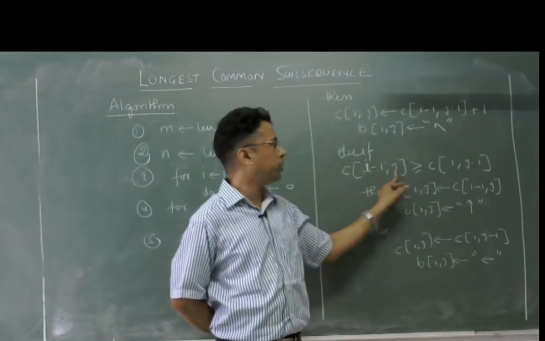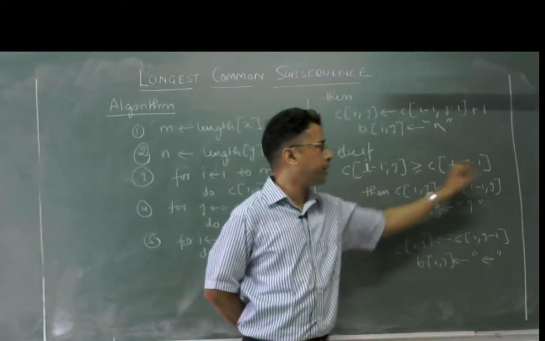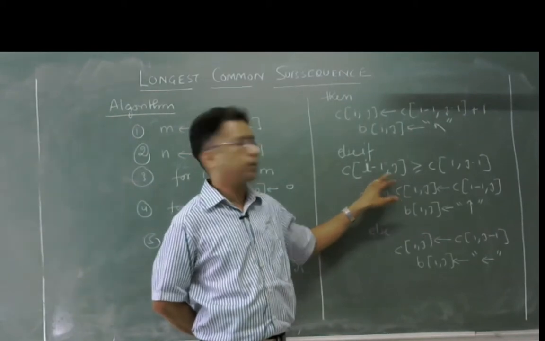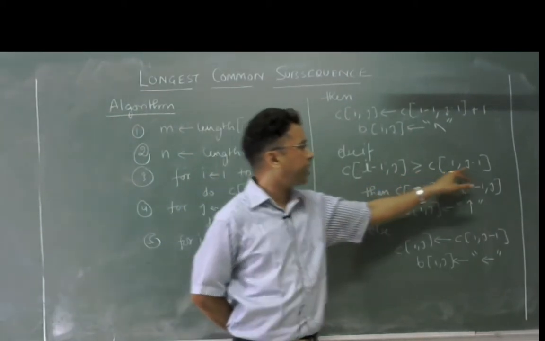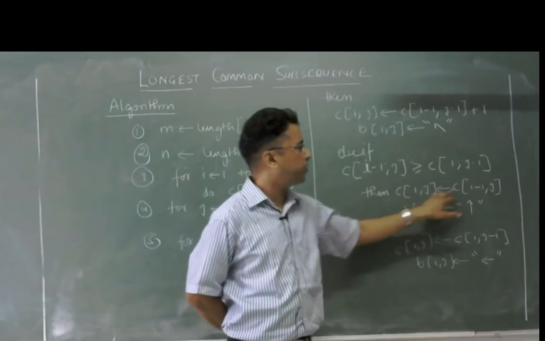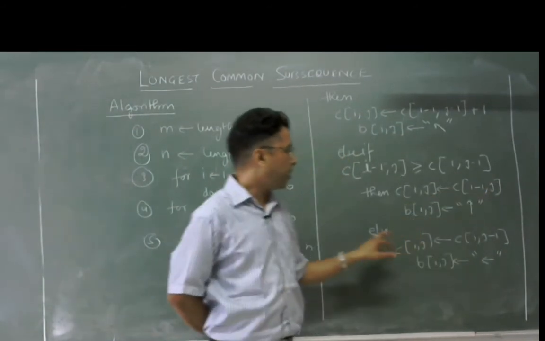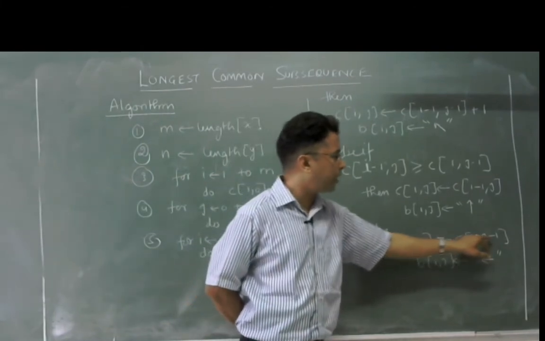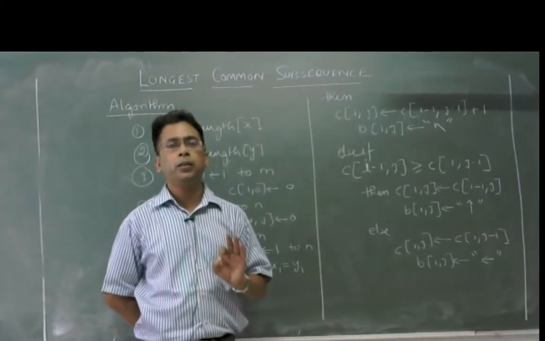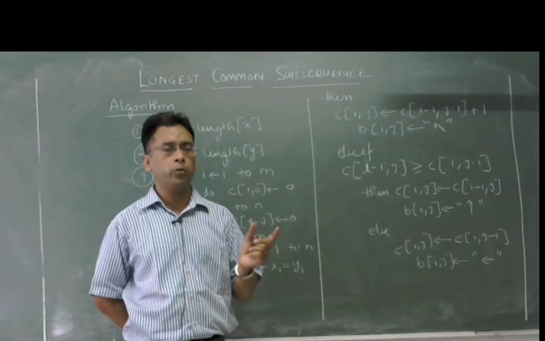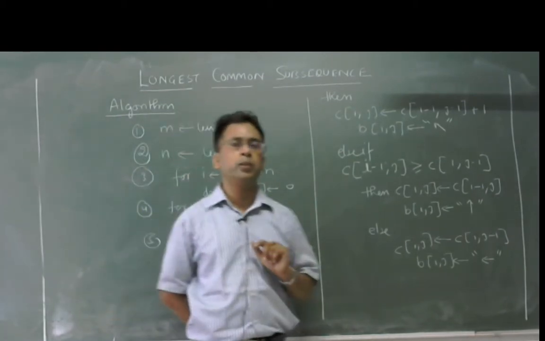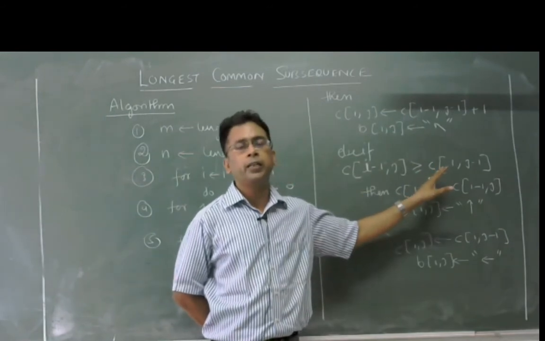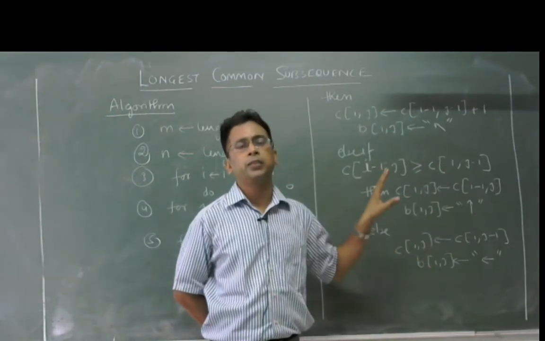If C[i-1, j] is greater than C[i, j-1], whichever is greater will be placed there. If C[i-1, j] is greater than C[i, j-1], then C[i, j] equals C[i-1, j]. Else, if it is not so, then C[i, j] is filled with C[i, j-1]. Simply, in that situation, we compare two numbers, C[i-1, j] and C[i, j-1]. Whichever is greater is placed in C[i, j].